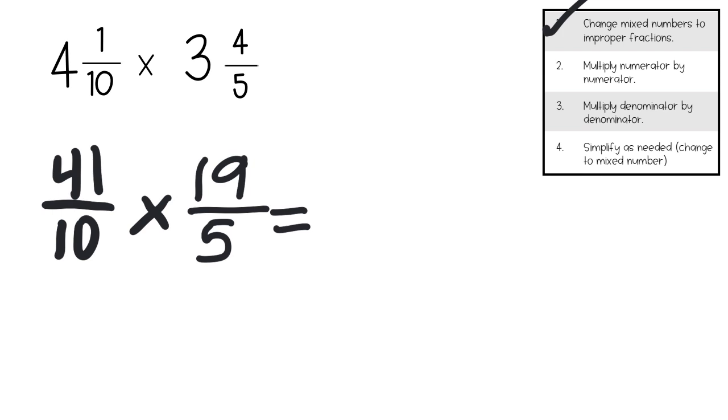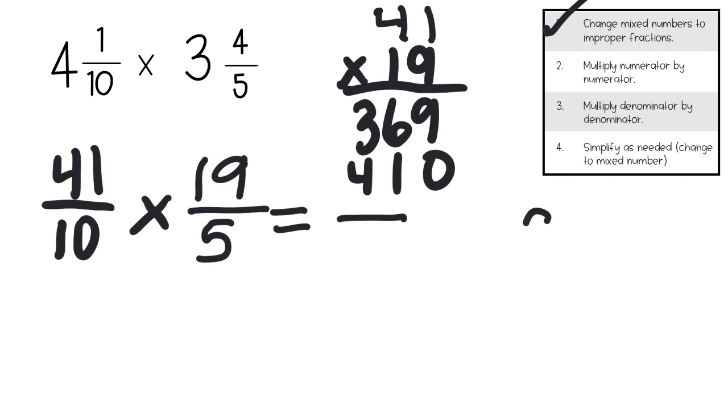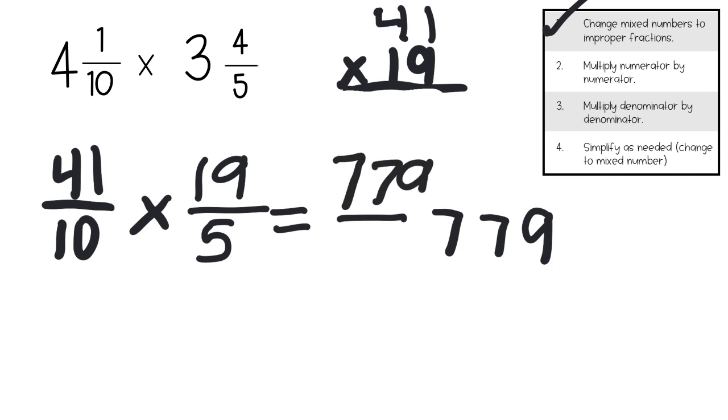Now I need to multiply my numerators and multiply my denominators. Now, let's see, 41 times 19. 9 times 1 is 9. 9 times 4 is 36. Don't forget your goose egg. 1 times 1 is 1. 1 times 4 is 4. Let's add it up. We get 9, 7, 7. So we end up with 779. Okay?